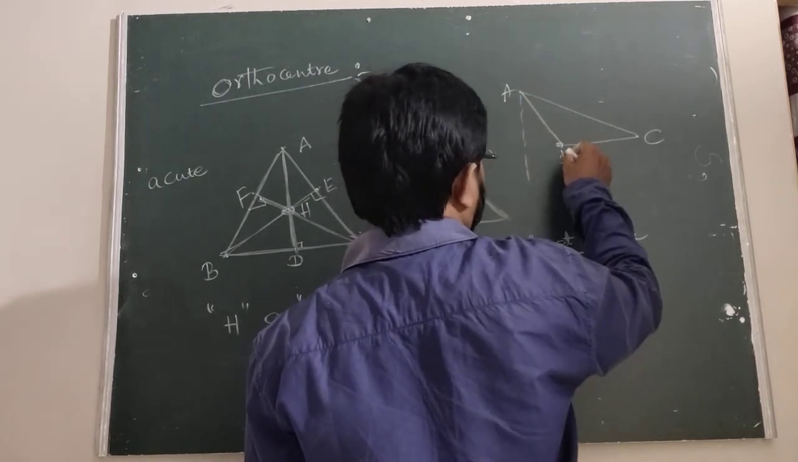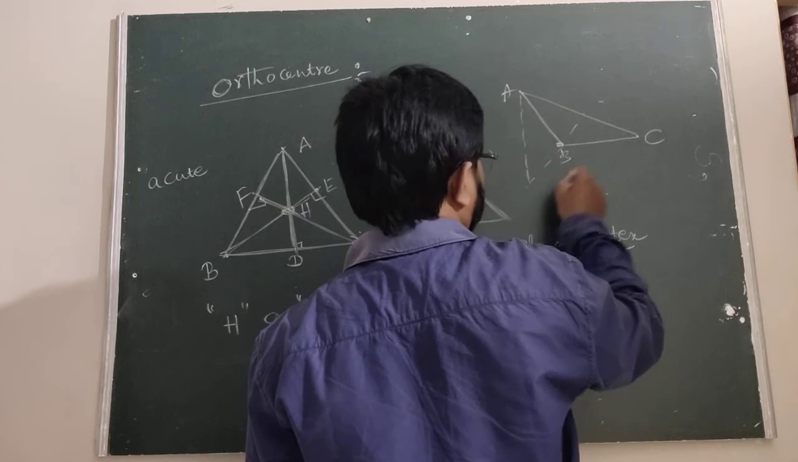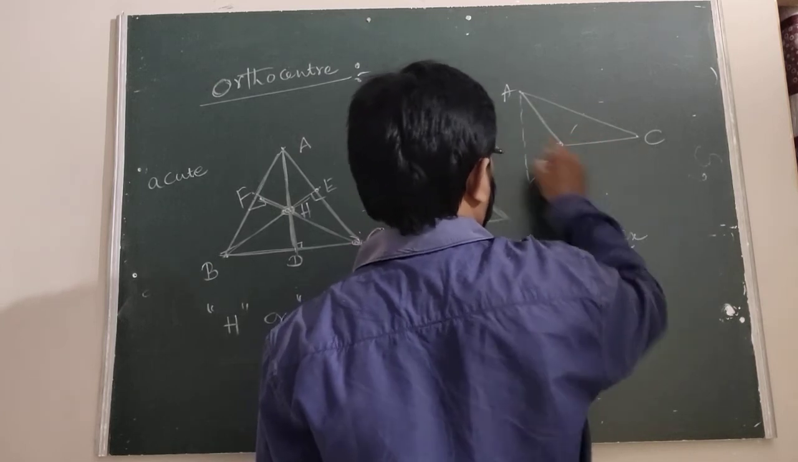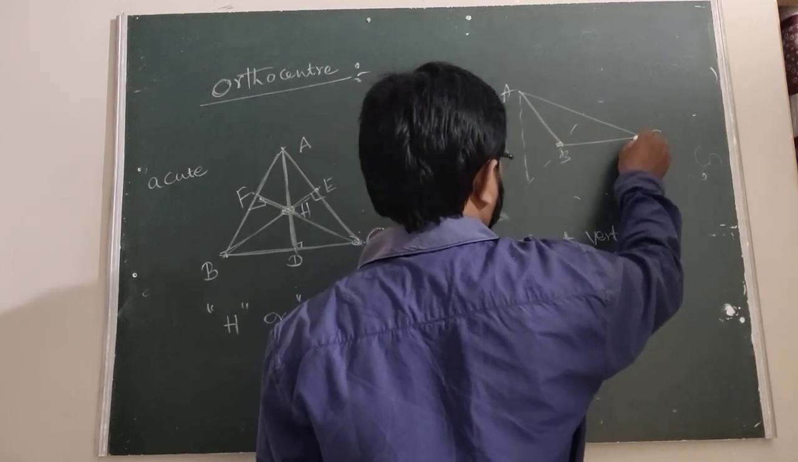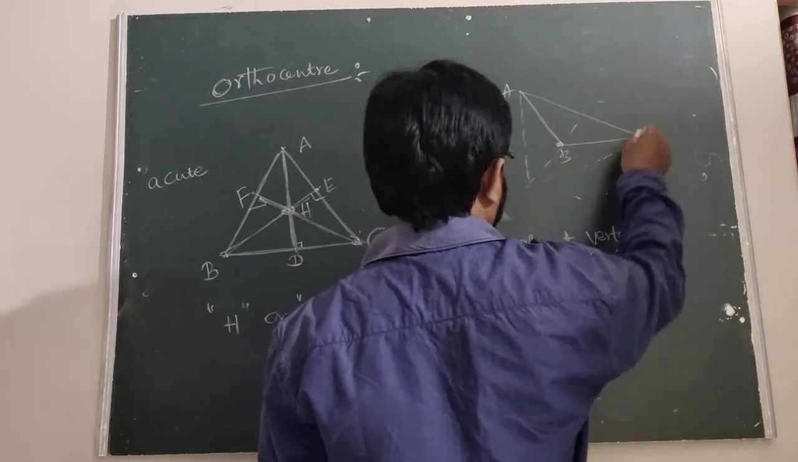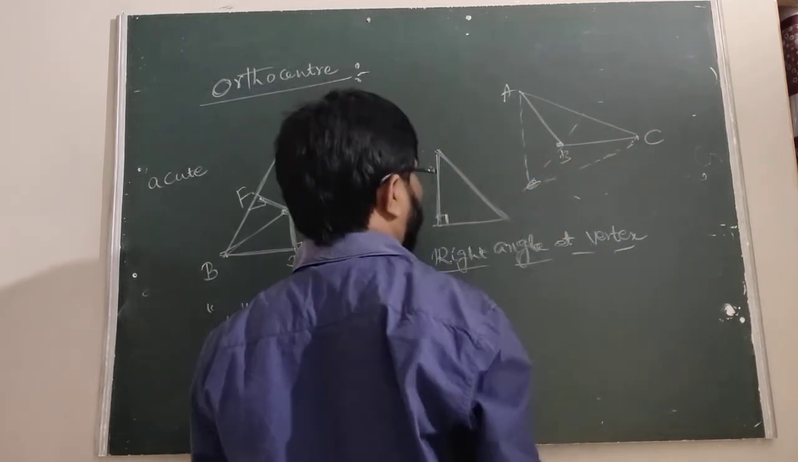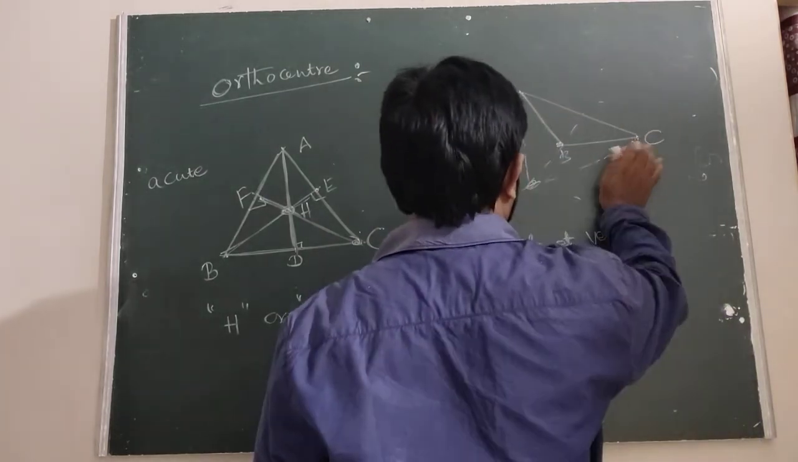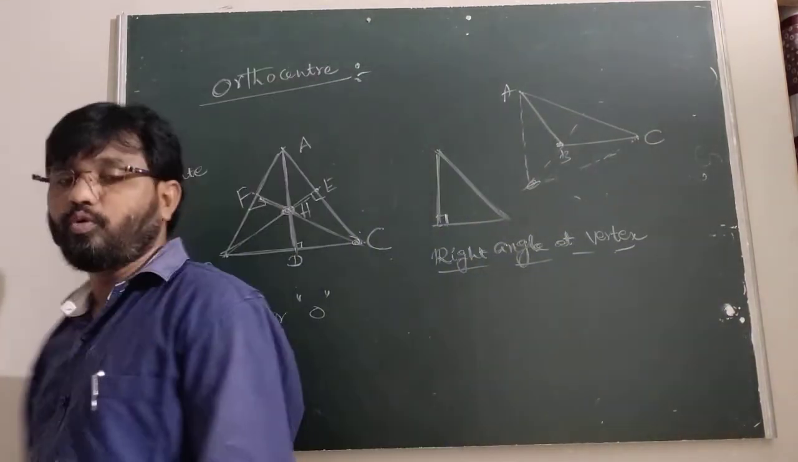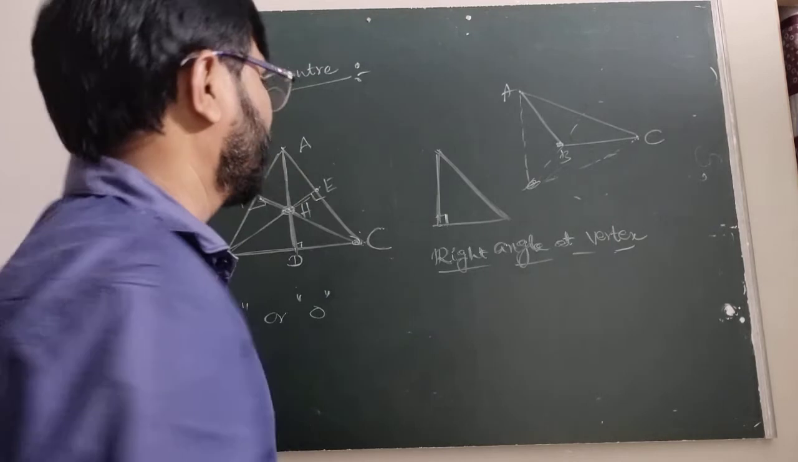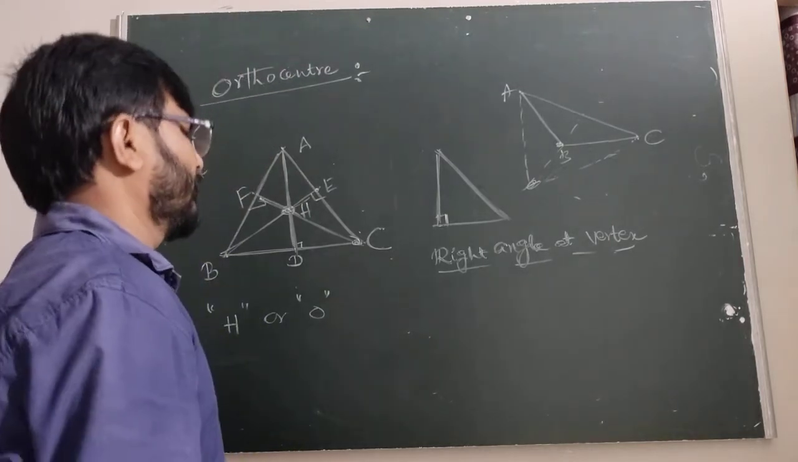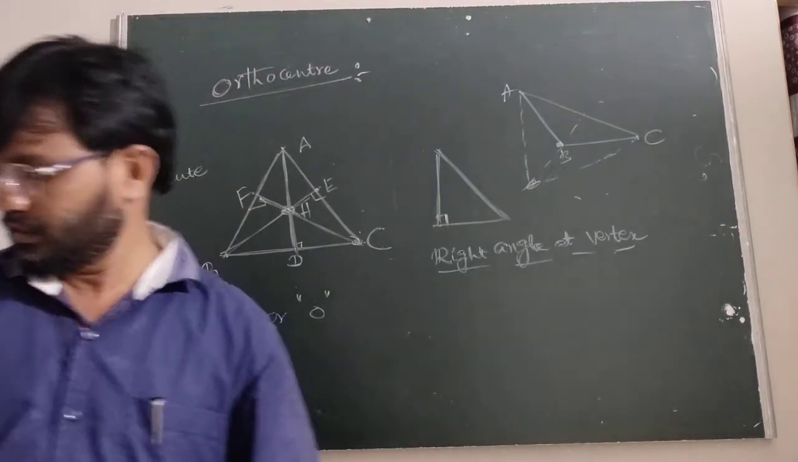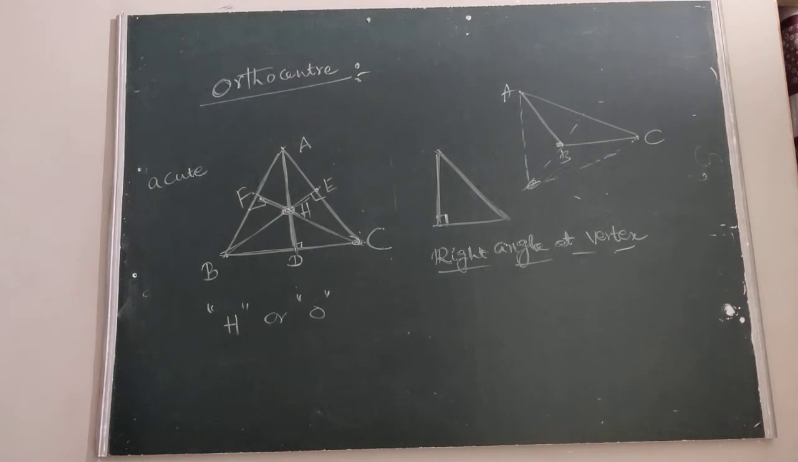Now the altitude is here, this one. Now another altitude is here, this one. The point of intersection we can write here. All of you observe here, the point of intersection of the altitudes. The point of intersection of the altitudes is called the orthocenter.